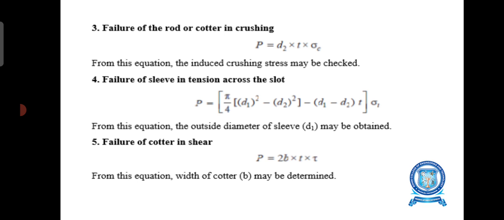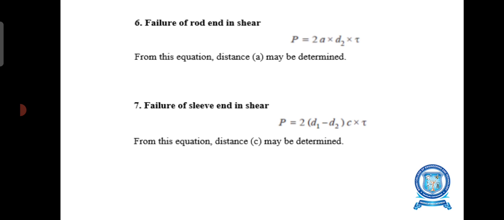Okay, then failure of rod end in shear, right? The suitable formula is P equal to 2a into D2 into tau. From this equation small a may be determined, right? Then failure of sleeve end in shear, capital P equal to 2 into D1 minus D2 into c into tau, right? From this equation the distance small c may be determined.